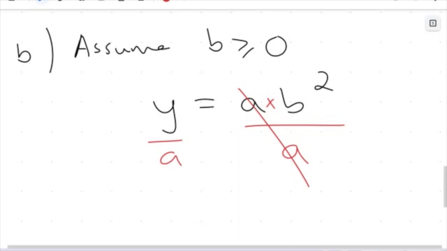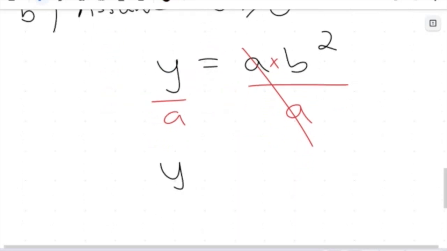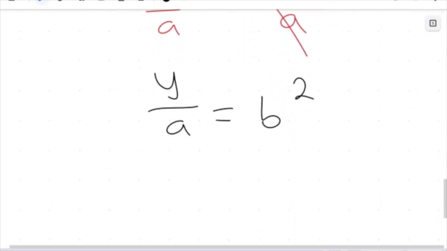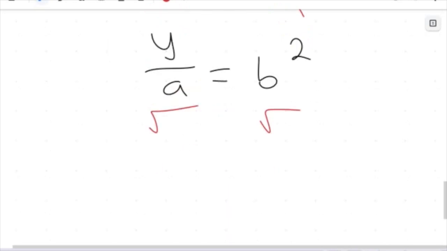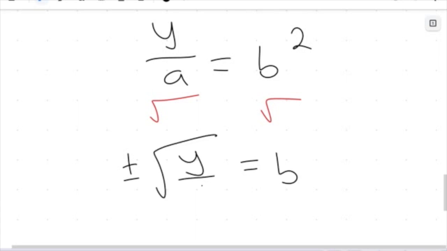So I want to divide both sides by a. So I get y over a on the left-hand side equals b squared. And once again, like we did in the previous example, I can undo the squaring by taking the square root of both sides. So therefore, I'm going to get that b is equal to plus or minus the square root of y over a.